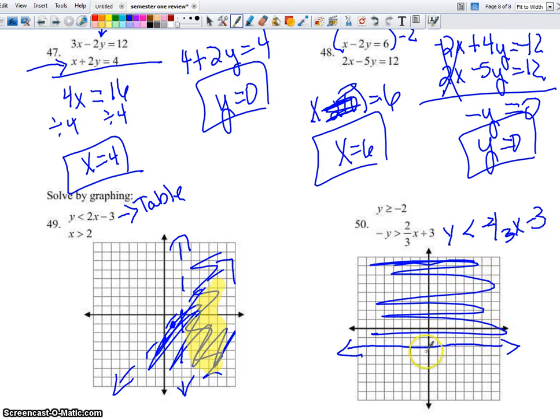0, negative 3 is a good point. And 3, negative 5 is a good point. This one is a dashed line because it did not have a line under it. And you're going to shade below. The answer is the part that got both shadings. Okay, this is the end of part 2 of the video.